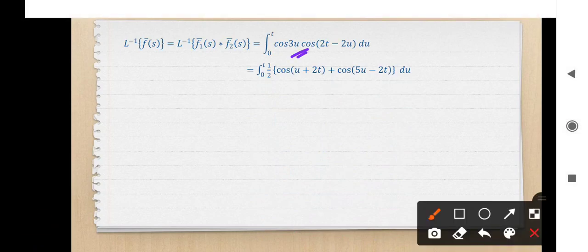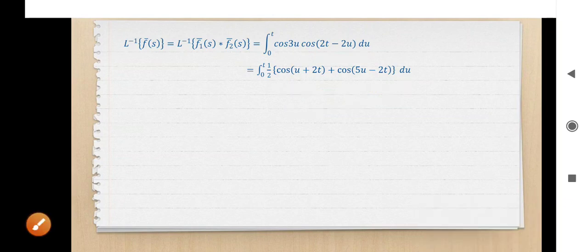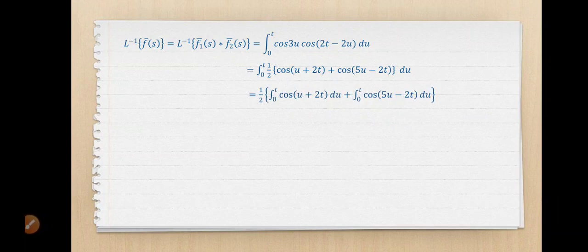With a equal to 3u and b equal to 2t minus 2u, you will get this result for cos of a plus b plus cos of a minus b. Now you can write 1 by 2 outside the bracket and you can write integration sign separately, that is, you can apply linearity property of integration. Integration of cos ax dx is sin ax upon a. So applying that result, you will get the next step as 1 by 2 sin of u plus 2t divided by derivative of u, that is 1, within the limit 0 to t.